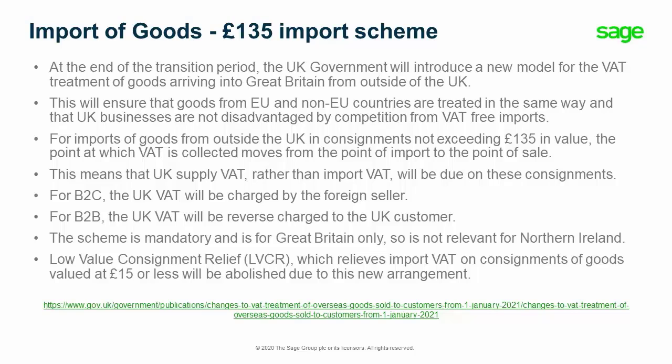For imports of goods from outside the UK, in consignments not exceeding £135 in value, the point at which VAT is collected moves from the point of import to the point of sale. This means that UK supply VAT rather than import VAT will be due on these consignments. For business to customer, the UK VAT will be charged by the foreign seller. For business to business, the UK VAT will be reverse charged to the UK customer. The scheme is mandatory and it's for Great Britain only, so it's not relevant for Northern Ireland.